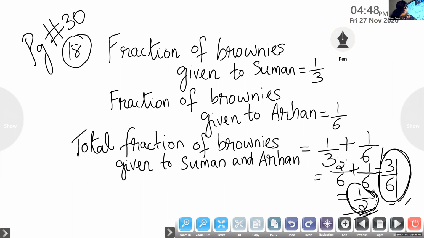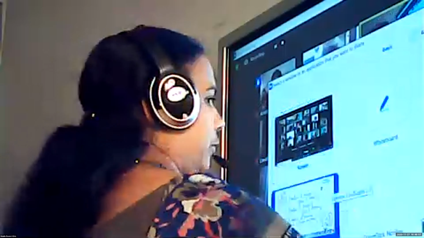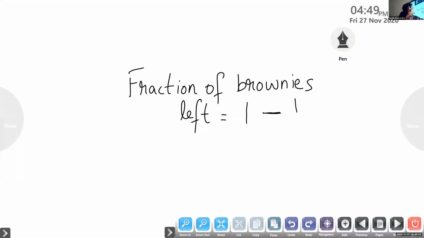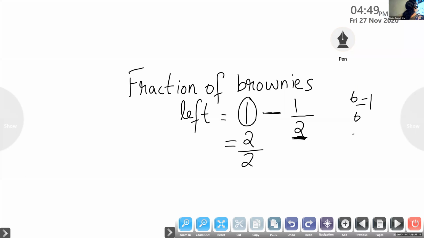We have already studied how to reduce a fraction by dividing both numerator and denominator by the same number. Okay, children, here I will tell you what we can write: 1 minus 1 by 2. If the denominator is 2, what is full? 2 by 2. Instead of 1, 6 by 6 is equal to 1, and 3 by 3 also. If numerator and denominator are the same, that means full. So 2 by 2 minus 1 by 2.